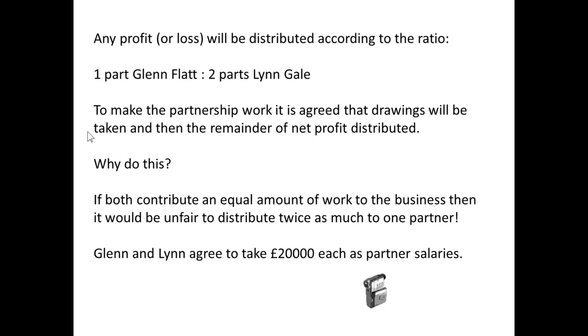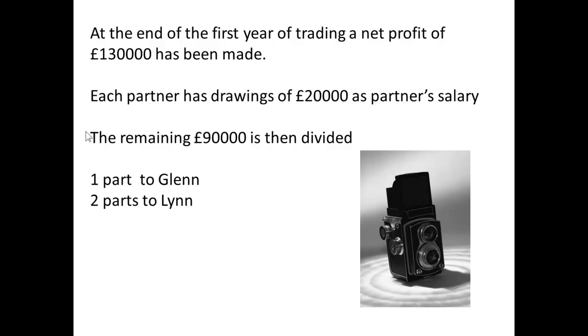Now, we distributed the profits in this way because obviously that's the relationship of the amount of capital that they put in. And they have an agreement to take 20,000 each as partner salaries. That's like their drawings. So at the end of the first year of trading, we have a net profit of 130,000, and each partner's got drawings of 20,000. And we then need to divide the remaining 90,000. Well, at one part to Glenn and two parts to Lynn, that should be fairly easy to work out.